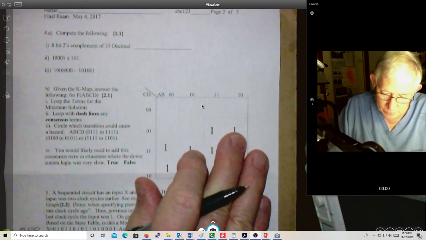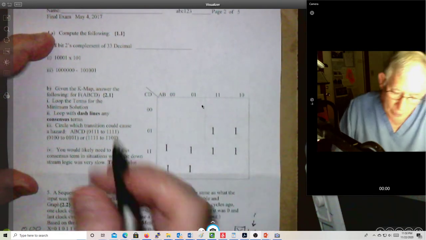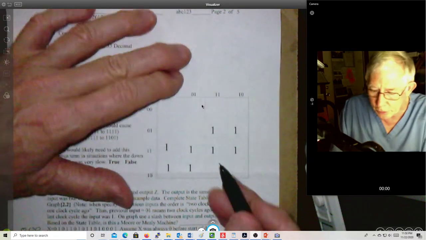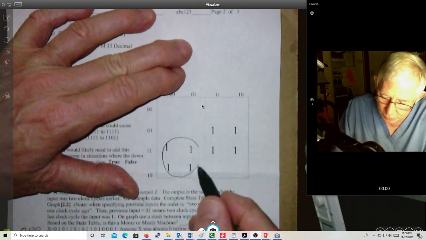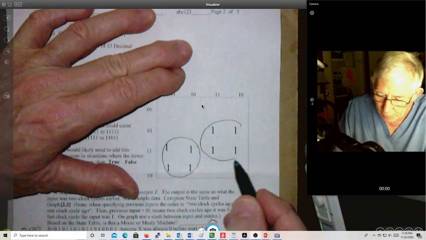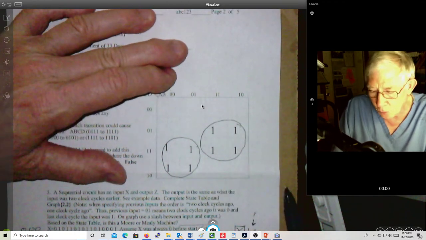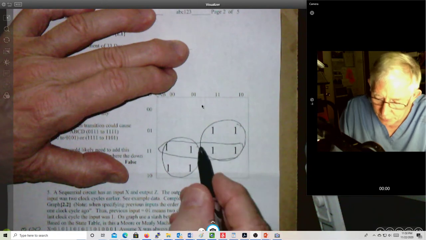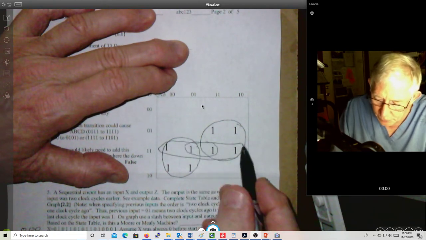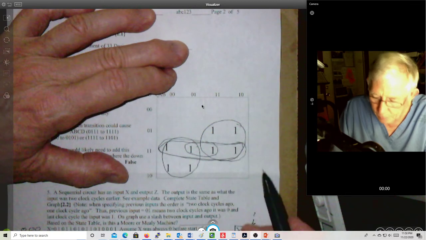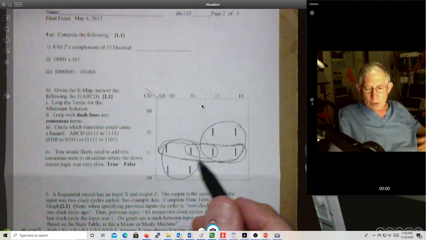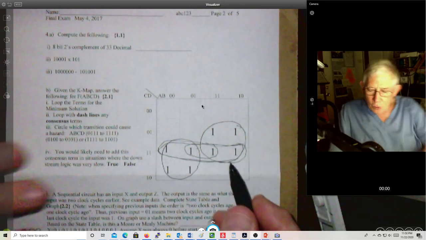So let's talk about this one, for instance. Here we have a K-map. What's the simplest answer? The simplest answer is to do these four and these four. Now there is a consensus term. What's the consensus term? It's not this, it's this whole thing, because the consensus term should always be a prime implicant. And this wouldn't be a prime implicant. So what is this one?